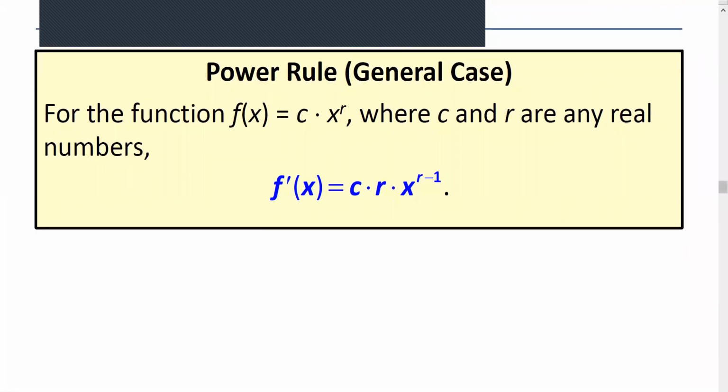The general case of the power rule for the function f of x equals c times x to the power r, where c and r are any real numbers. So f prime x equals c times r times x to the power r minus 1.